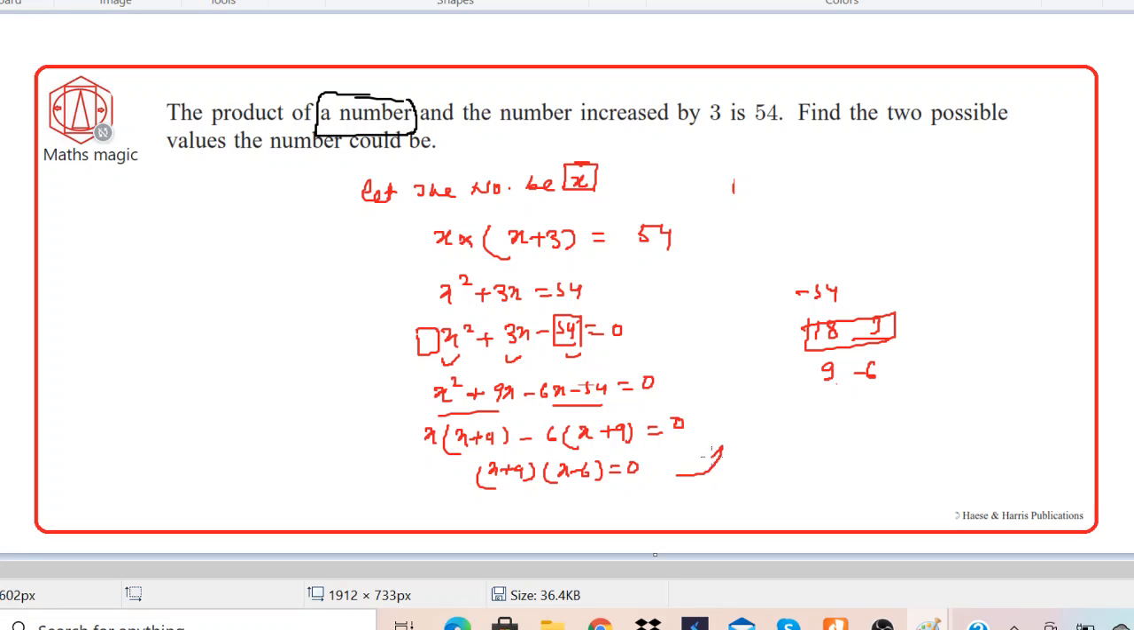Now you can apply the null factor law. So it becomes x plus 9 is equal to 0 and x minus 6 is equal to 0. So x is minus 9 and x is equal to 6. We got the same answer. That means it was correct earlier.